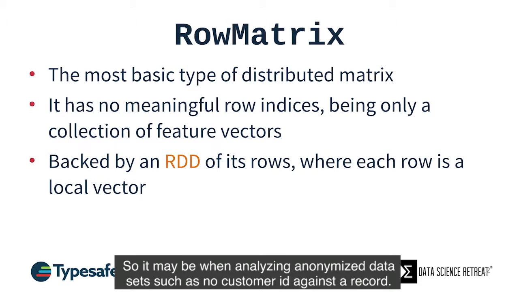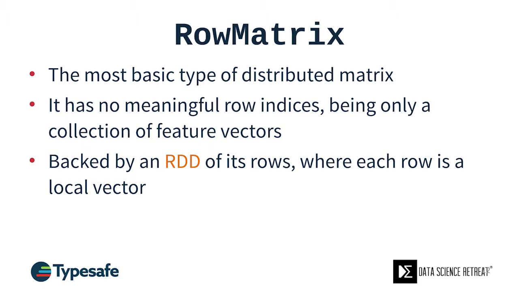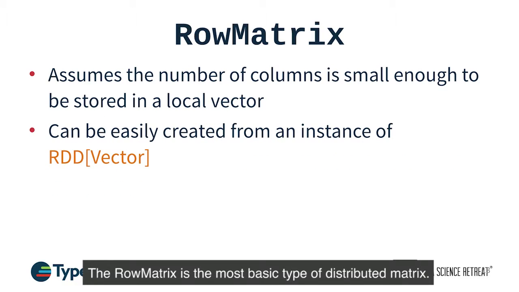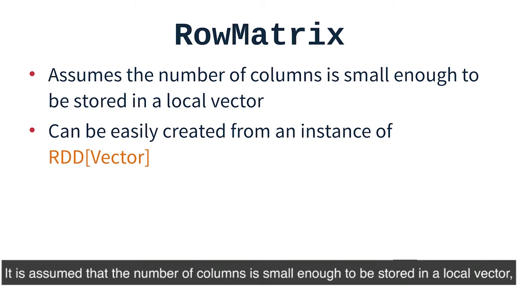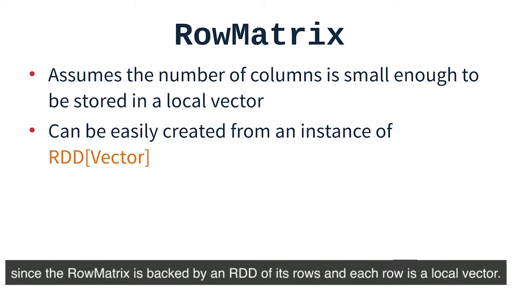So it may be when analysing anonymised data sets, such as no customer ID against a record. The row matrix is the most basic type of distributed matrix. It is a collection of vectors with no meaningful row indices. It is assumed that the number of columns is small enough to be stored in a local vector, since the row matrix is backed by an RDD of its rows and each row is a local vector.